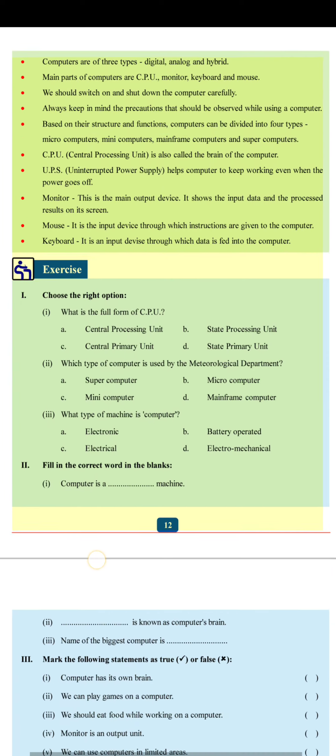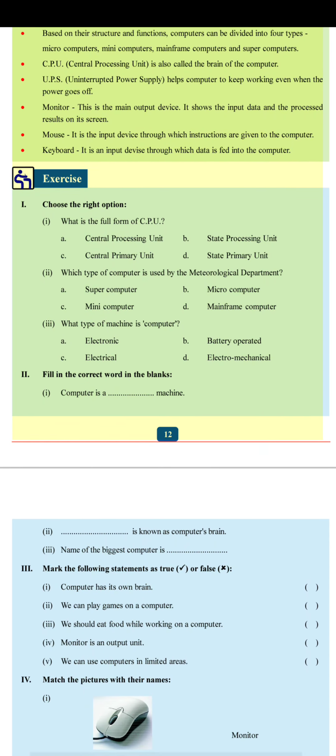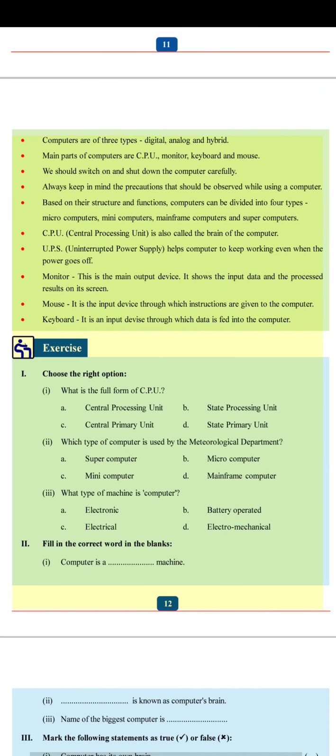Exercise I. Choose the right option. What is the full form of CPU? A. Central Processing Unit. B. State Processing Unit. C. Central Primary Unit. D. State Primary Unit. Which type of computer is used by the meteorological department? A. Supercomputer. B. Microcomputer. C. Mini-computer. D. Mainframe computer. What type of machine is computer? A. Electronic. B. Battery operated. C. Electrical. D. Electromechanical.